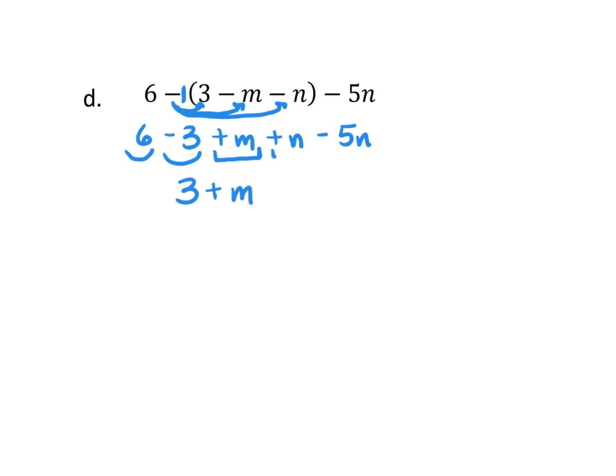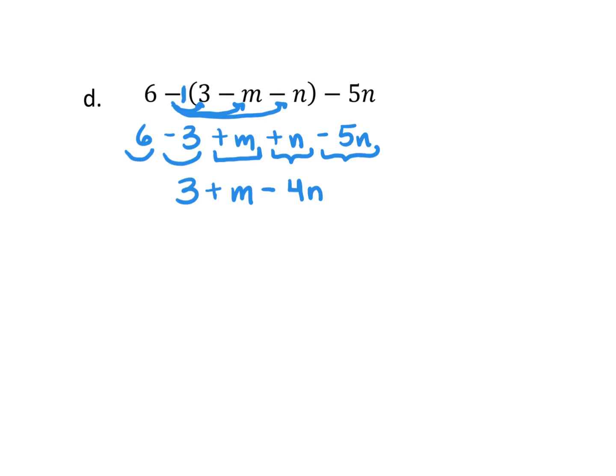And then we have plus n and negative 5n. We can combine these. We have different signs, so we are going to subtract, keep the sign of the larger number, and keep the variable. And so this is our final answer.